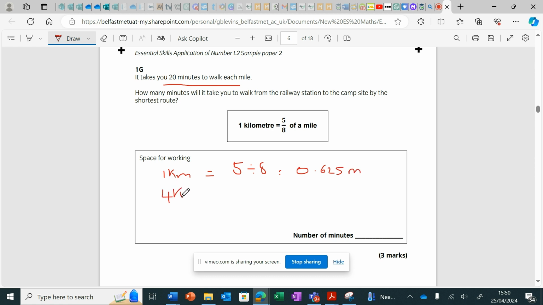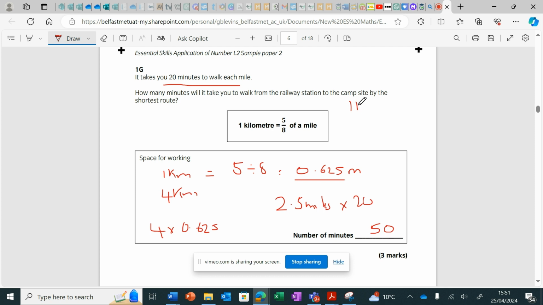Well, I've got 4 kilometers. So every one's worth this, 4 would be worth 4 times that. So I'm going to multiply that by 4. So get my calculator, 0.625, I'm going to times it by 4. And get 2.5 miles. And it says every 20 minutes you walk a mile. Well, 2.5 miles times 20 means 50 minutes is what I walk. So nice way of doing it.